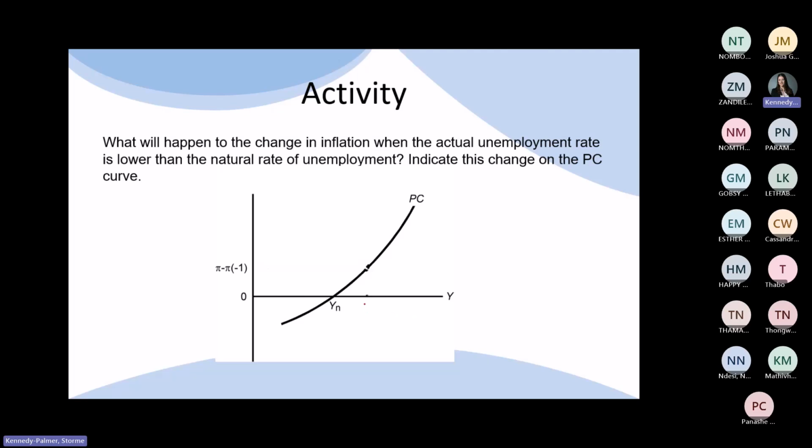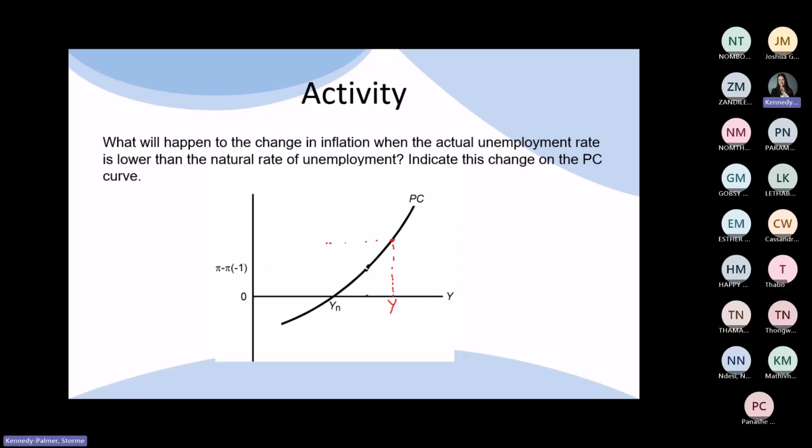So, Letabo, I think you mean above YN on the horizontal. So our Y would be here, which is then associated with this point here. So our level of output and income is above the natural level. There's a positive output gap.